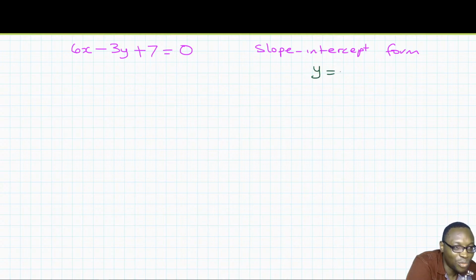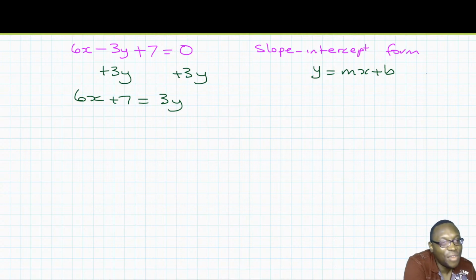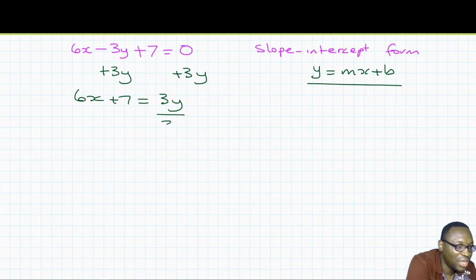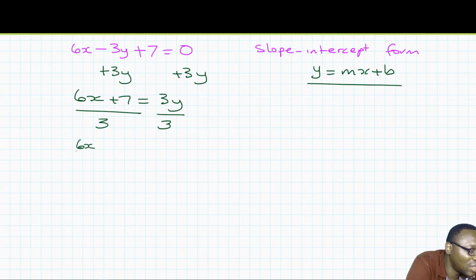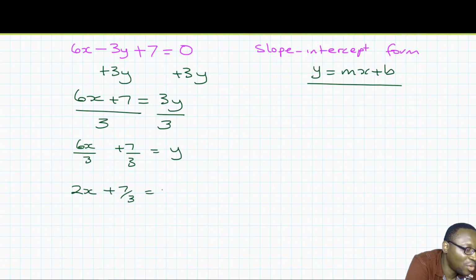So I need to have it in y equal to mx plus b. The simple thing to do is just to add 3y here, and then we have 6x plus 7 equal to 3y. So now I have a form that looks like this already. I don't have to do a lot of work, and then I can divide both sides by 3, and then I have 6x over 3 plus 7 over 3 equal to y. And so 6x divided by 3 is 2x plus 7 over 3 equal to y.